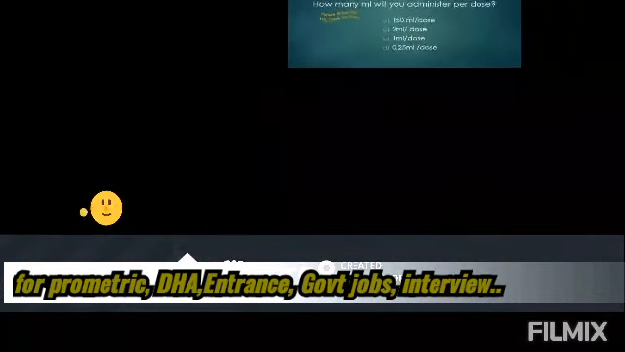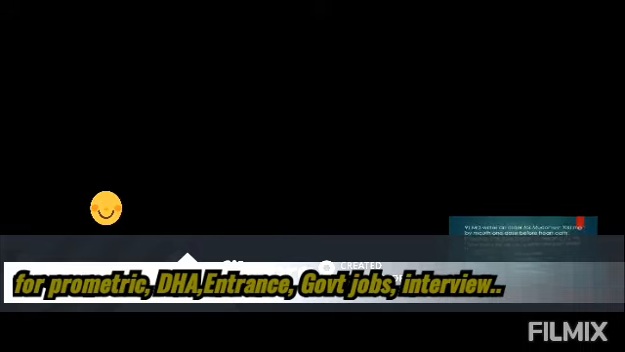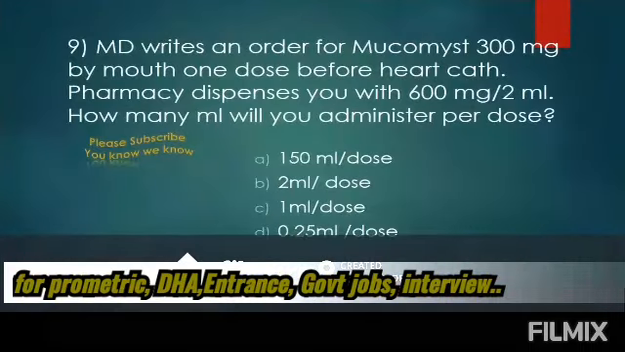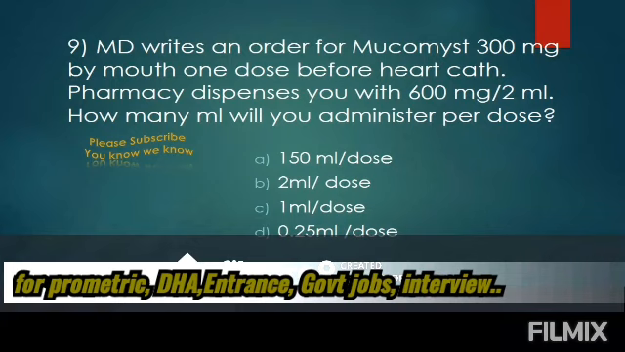9th. So the doctor writes an order for Mucomyst 300 mg by mouth, 1 dose before the heart cath. Pharmacy dispenses you 600 mg per ml. So how many ml will you administer per dosage?